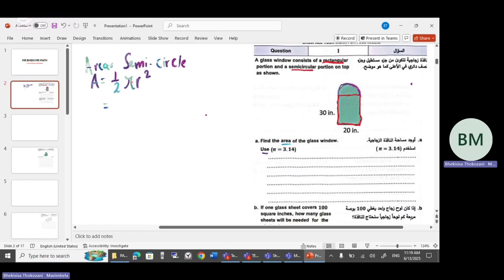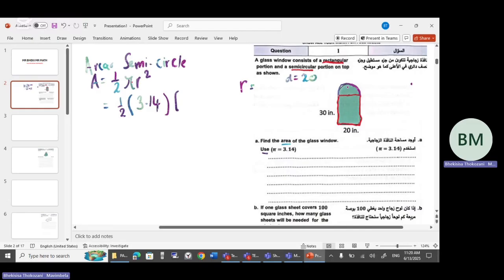So we know the pi, so I'm going to use brackets. You should know by now that I love brackets. 3.14 for the pi, and for r, let's find the r first. So here, from this point to that point, it's 20. It's the same thing from here to this point, it's also 20. So meaning that this is a diameter.